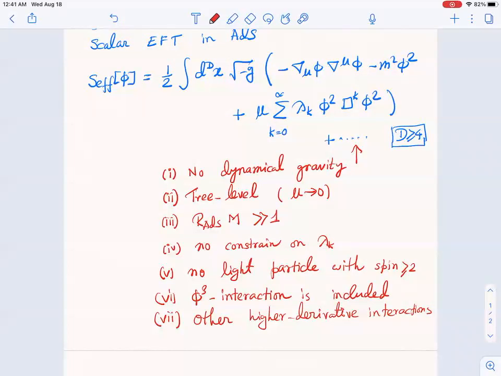So the goal, as I said before, is basically to find out necessary statements about this effective field theory. And finally, as I said before, the flat space limit basically gives me the flat space effective field theory. So these are all the assumptions that I'll make throughout this lecture. Any questions?